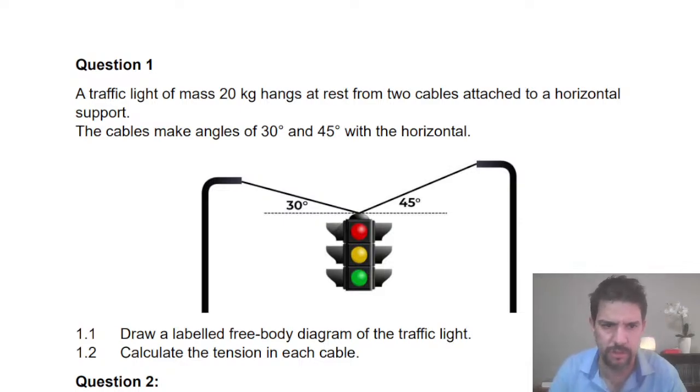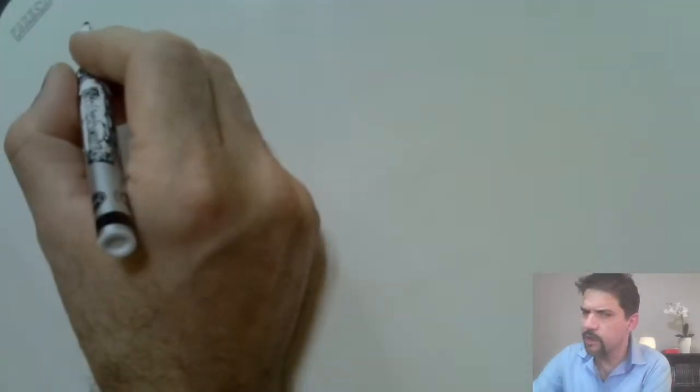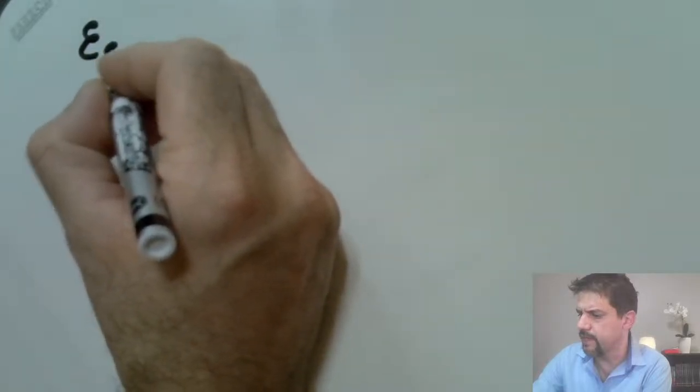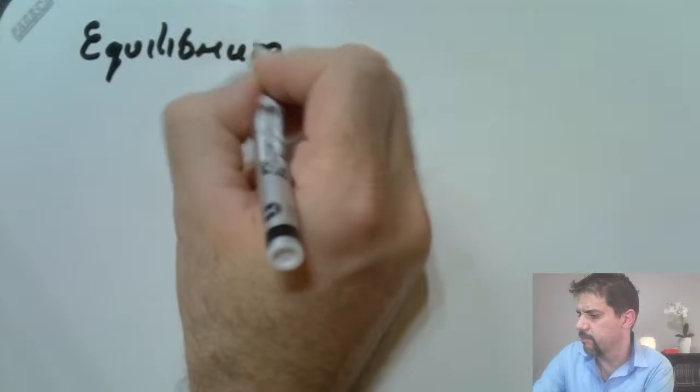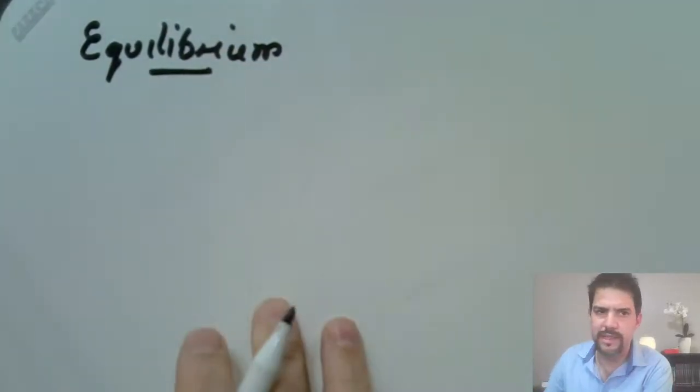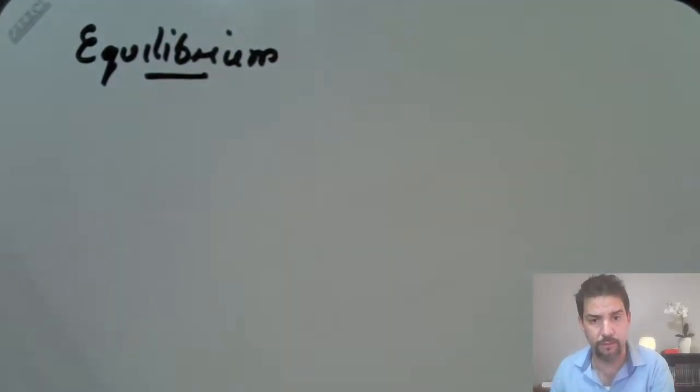There are two questions, but before we go to the two questions, I want to speak about something important. So let's have a look at some revision, just for control before we start answering any question. First of all, it's equilibrium. So let's go and write equilibrium. Now, equilibrium. What does equilibrium mean? And this one is very important.